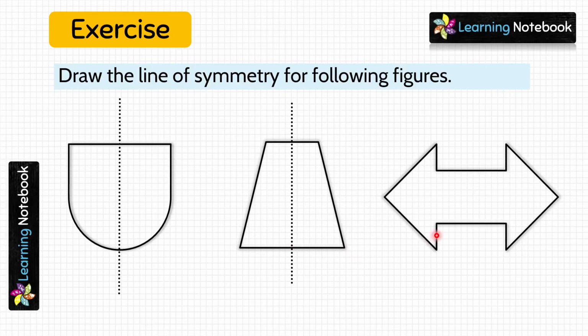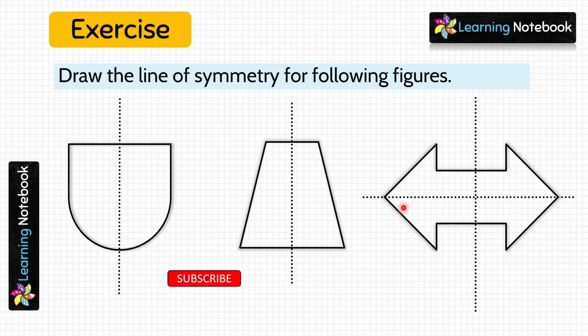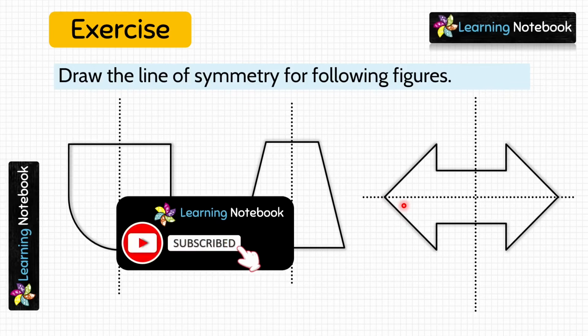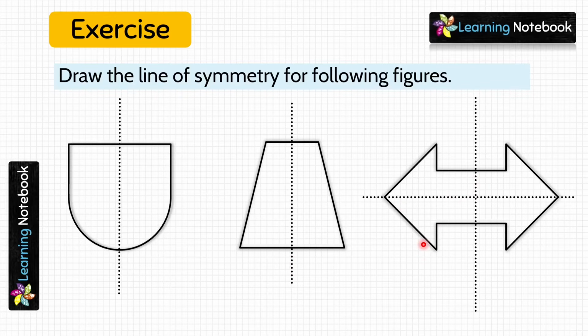Now take a look at this third figure. Can you tell me how will we draw line of symmetry in this figure? Yes, here also we will draw a vertical line of symmetry. But this figure can also be divided into two equal halves by drawing a horizontal line of symmetry. So this figure has two lines of symmetry. So now students, I am sure you have understood symmetrical figures, asymmetrical figures and how to draw line of symmetry.